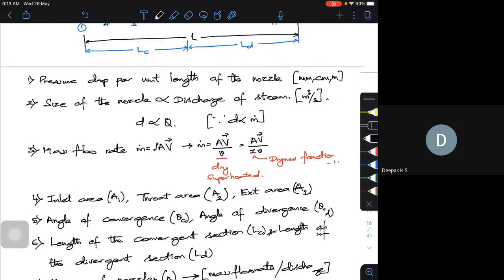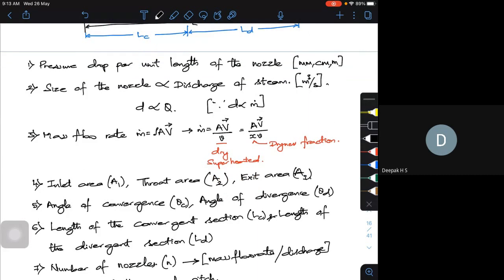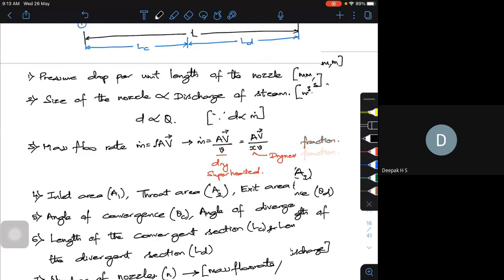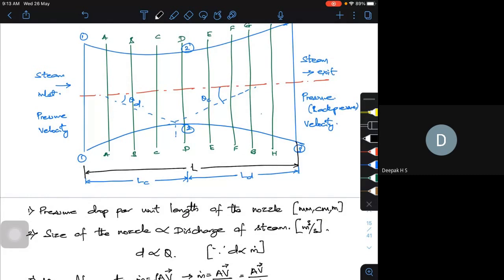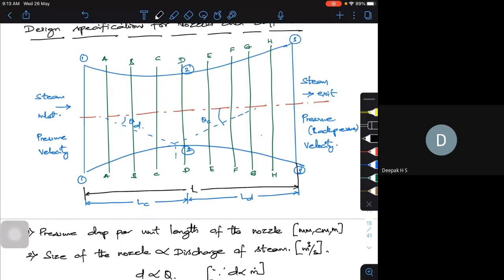So as I told, your mass flow rate is equal to A into V by small v. If I write it at section 1, this will be A1 into V1 by small v1. At the throat section, it will be A2 into V2 by small v2. At the exit section, it will be A3 into V3 by small v3.